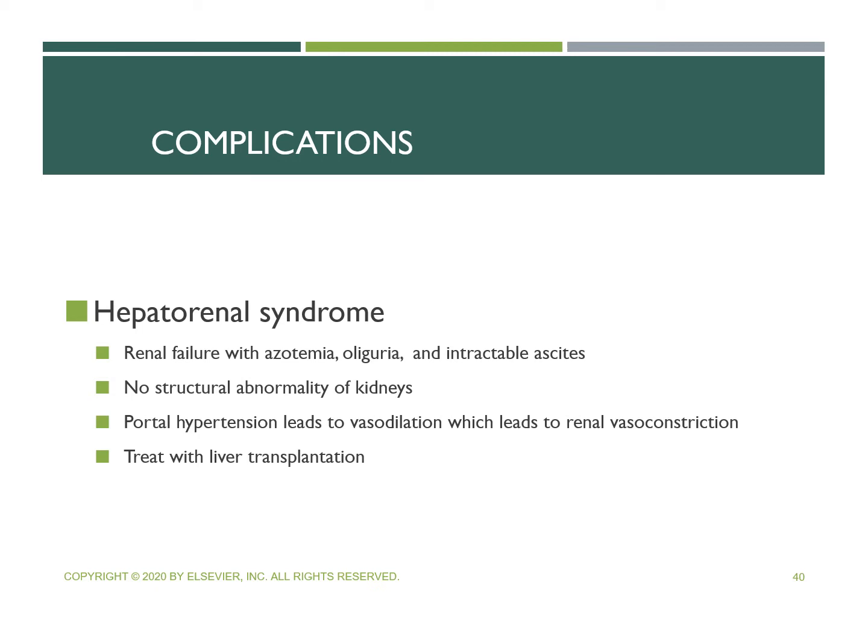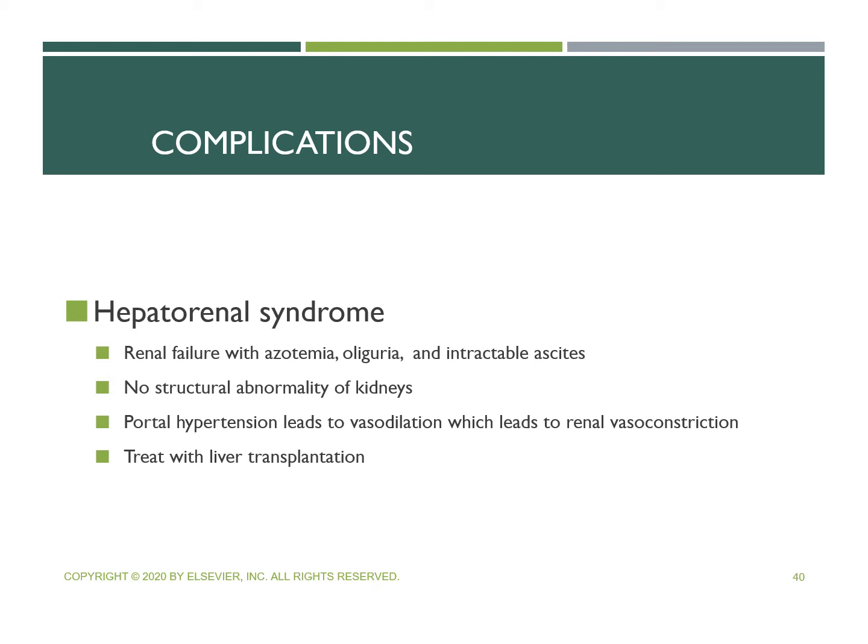Hepatorenal syndrome could also happen with a patient with cirrhosis. This is renal failure with azotemia. Azotemia is high levels of nitrogen. Oliguria, which is low urine output, and intractable ascites, which is that fluid in your abdomen. There are no structural abnormalities of the kidneys.